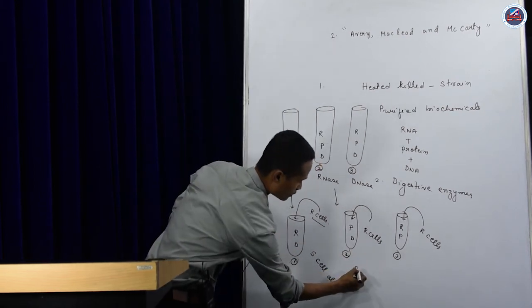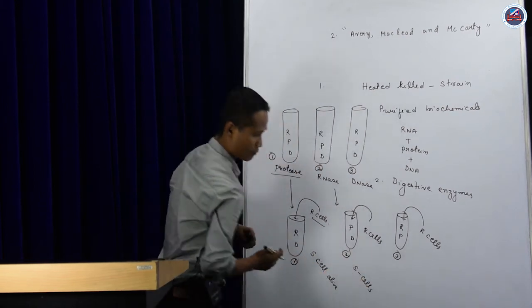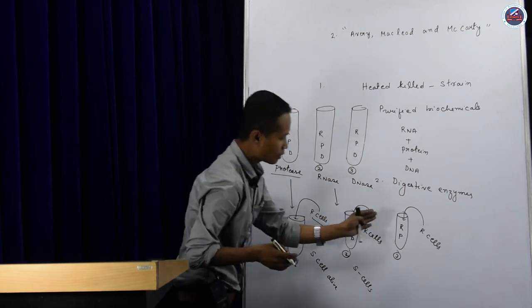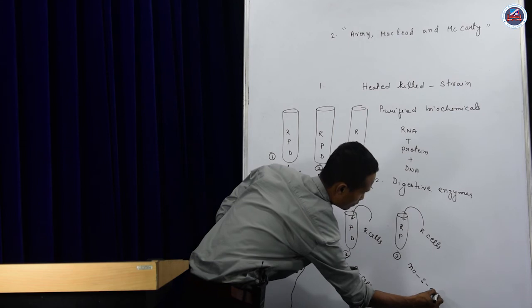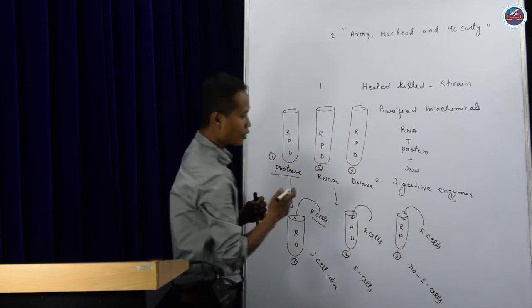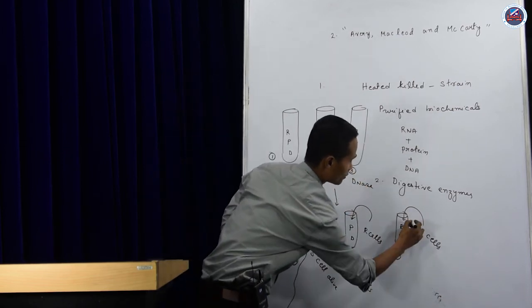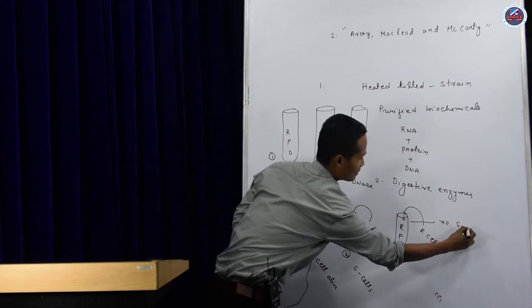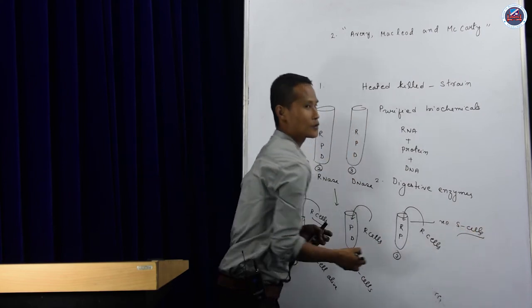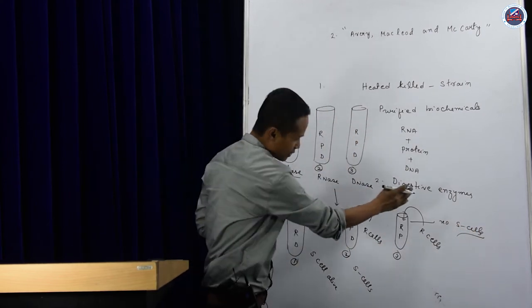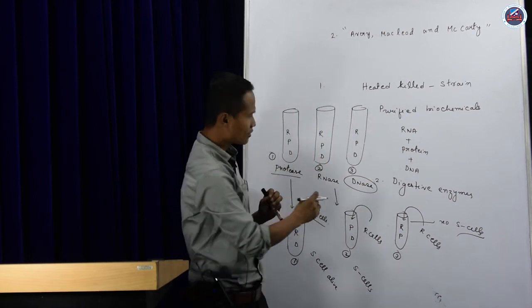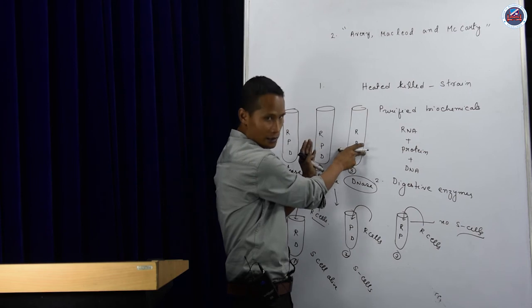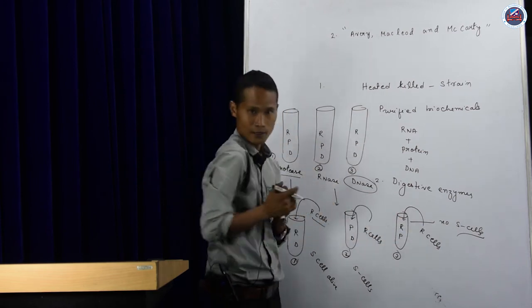It was the same in the second sample, but in the third sample, no S cells. So they did not observe the S cells where they added DNase. So what has the DNase done? The DNase has degraded the DNA and there is no DNA in the sample.